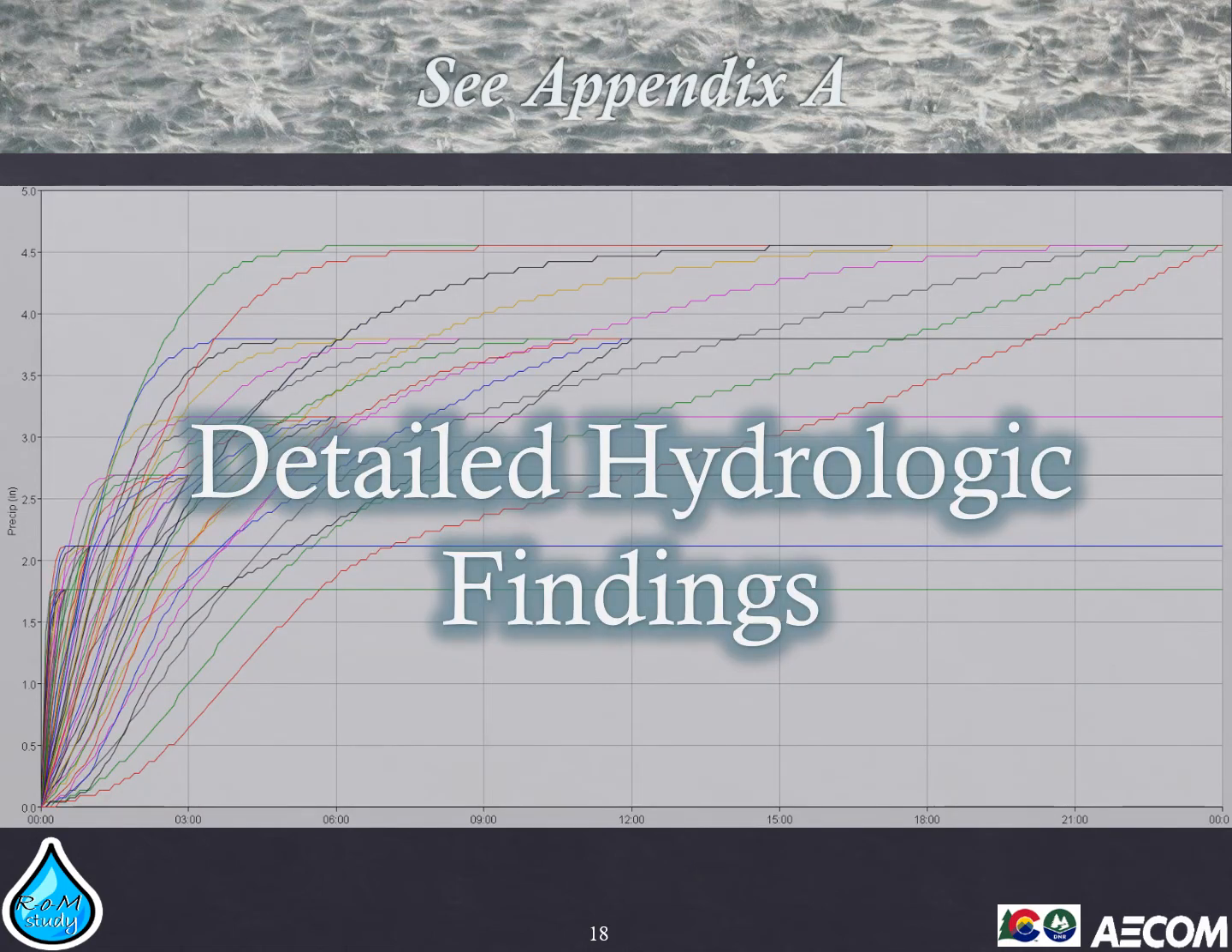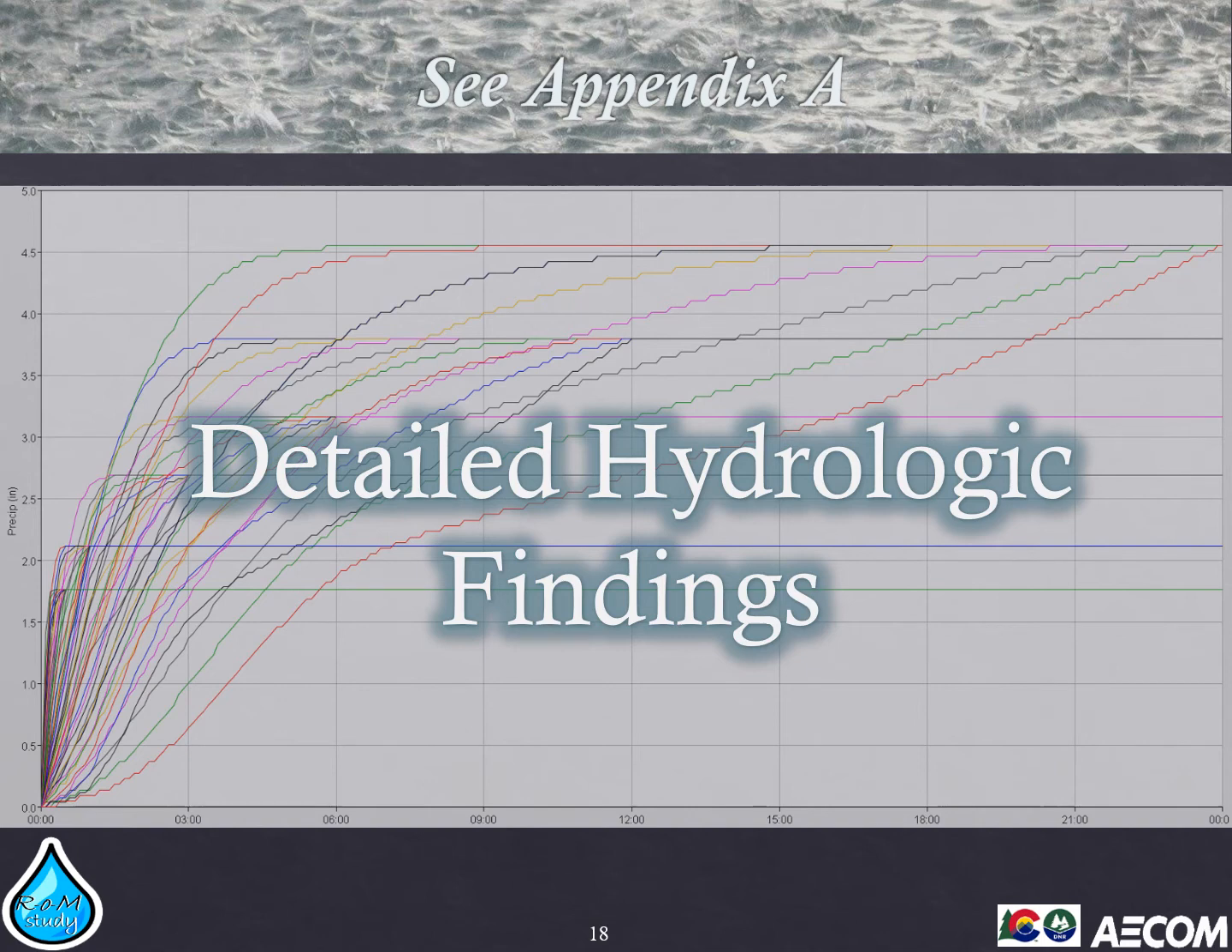The following slides summarize the more detailed findings from the hydrologic variations, which are described in a separate recording as part of Appendix A. These slides are identical to the summary that's given at the end of Appendix A. And as a reminder, hydrology is studying how much water occurs.